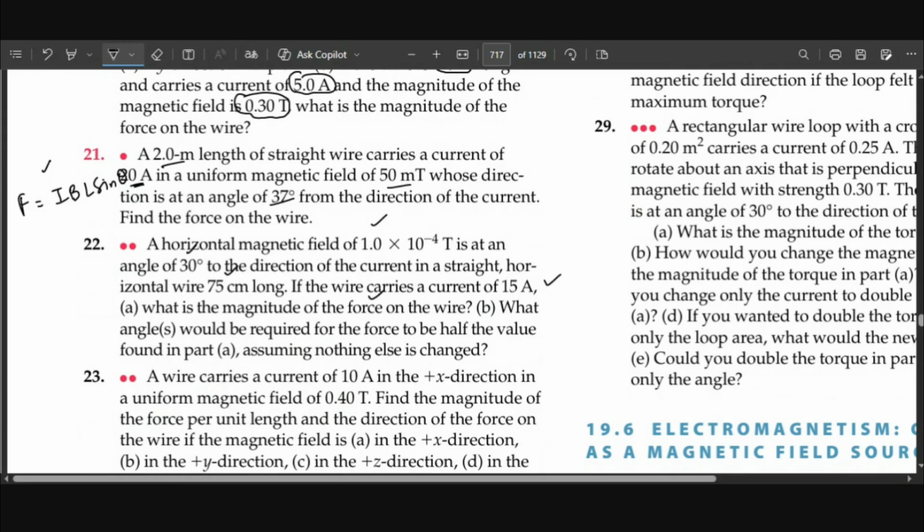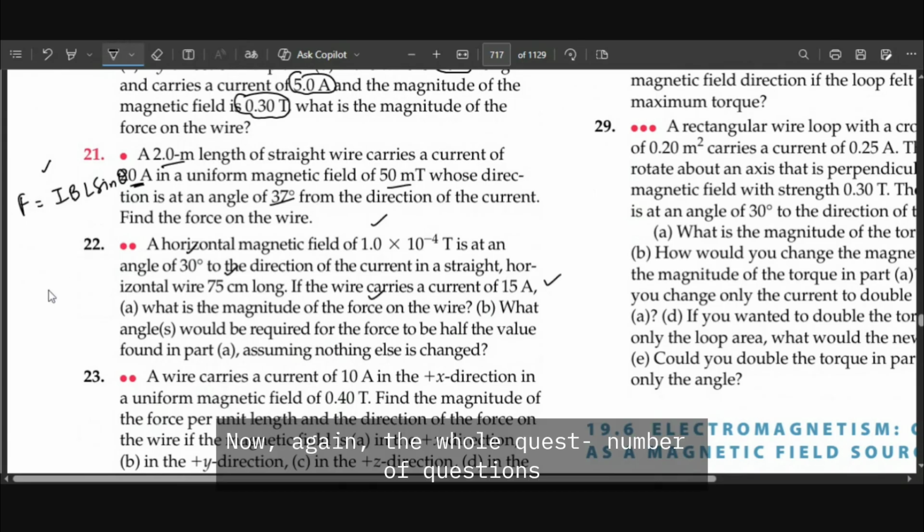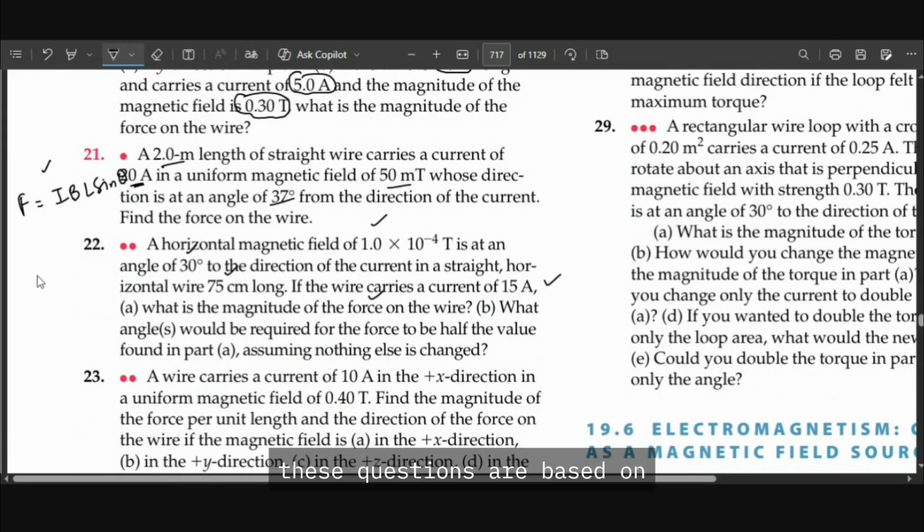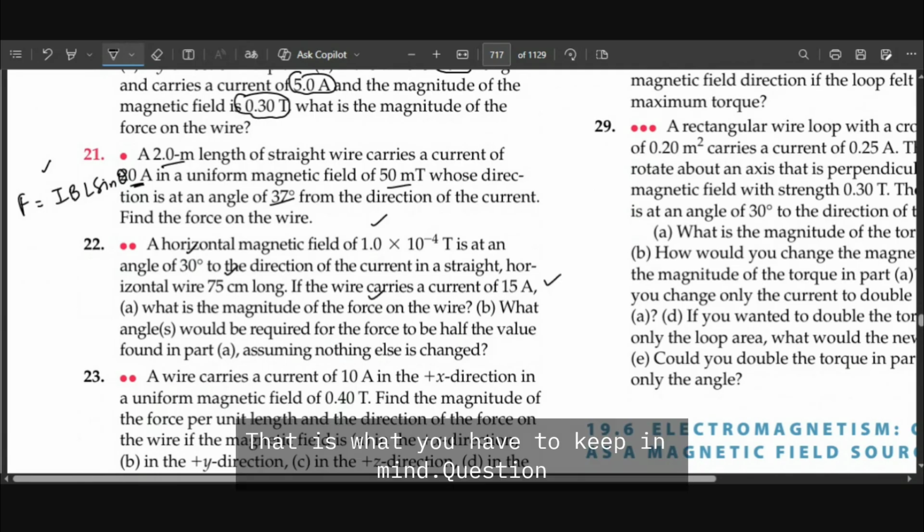Now, the questions that you have seen till now are based on formulas. If you know the formula, you can substitute it and solve it. If you don't know the formula, you won't be able to do it. That is what you have to keep in mind.